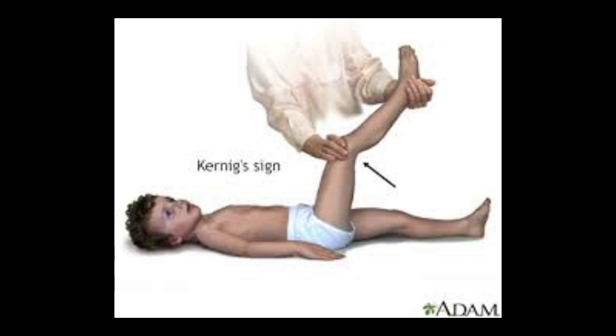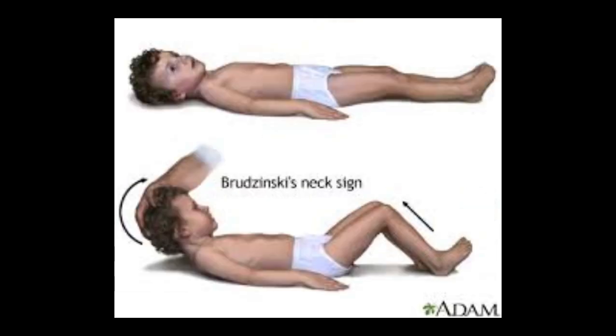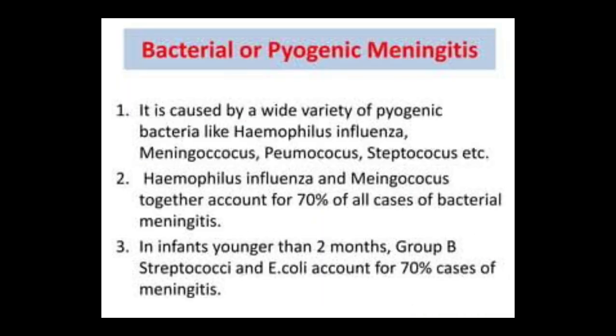This is neck rigidity, and then this is Kernig sign, in which you flex the hip of the patient and try to extend the leg. So the patient will feel pain in his hamstring muscles if he is having meningitis. Brudzinski sign is if you try to flex the neck of the patient, both knee joints flex. This is called Brudzinski sign. So this is also very common in meningitis. But absence of these signs does not mean that the patient cannot have meningitis.